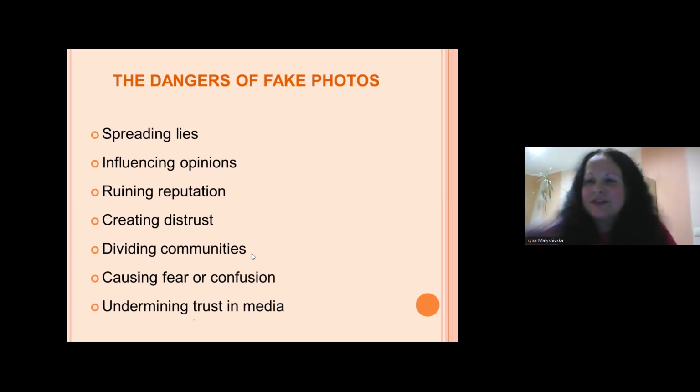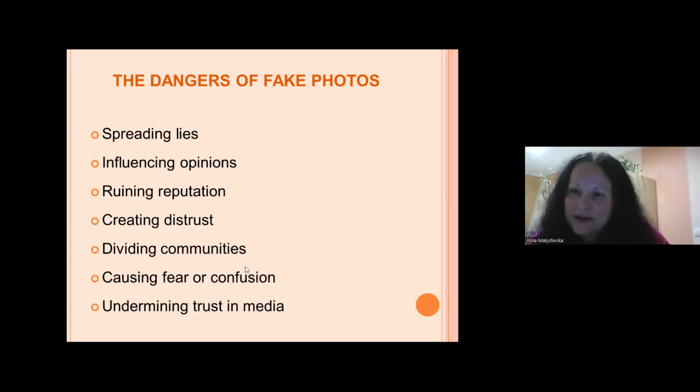When there's even no need to create a picture, to fake it. All you need is just to add a single detail or blur the single detail, and it's enough. Then, of course, creating distrust, dividing communities, causing fear or confusion when there is no real reason for that fear or confusion.